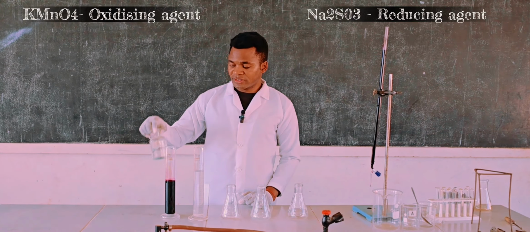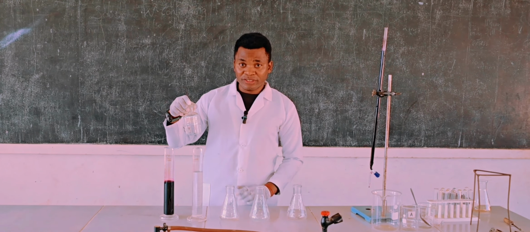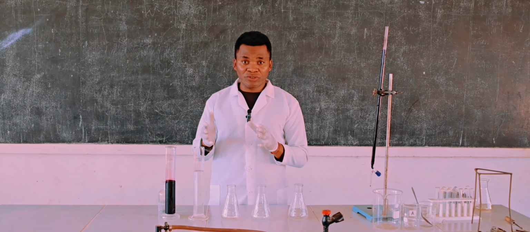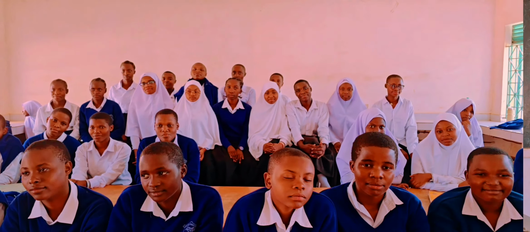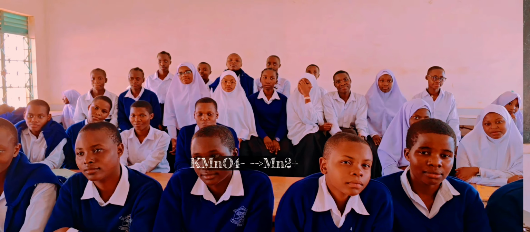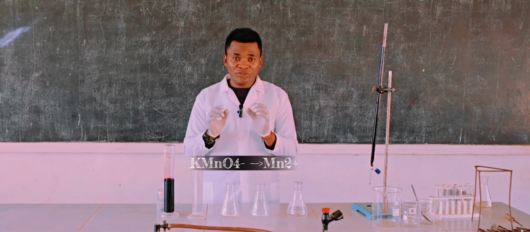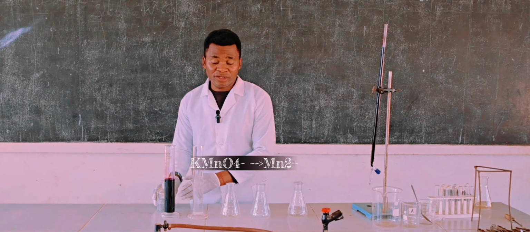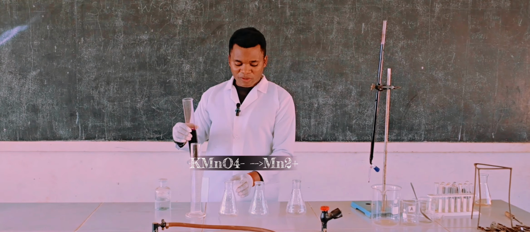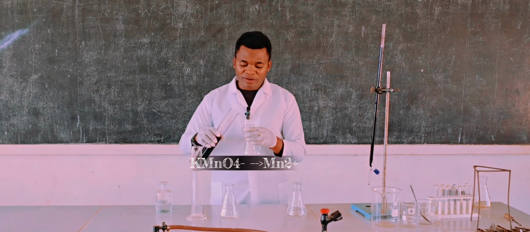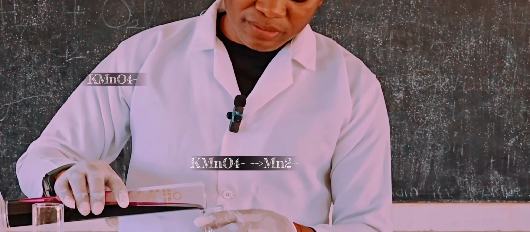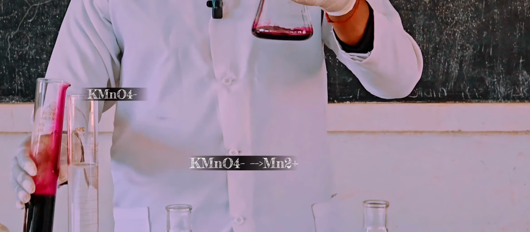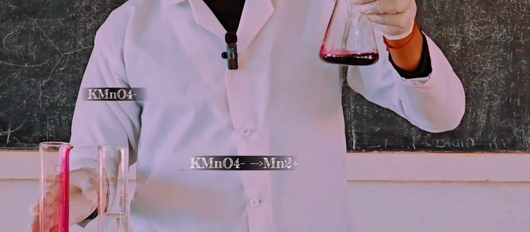I have sulfuric acid here to put the reaction in acidic medium, because I want to show you how I can reduce potassium permanganate into manganese 2 ions. For this reaction to go well, I should always put it in acidic medium. That's why I'm using sulfuric acid. In the first conical flask, I'm going to pour my potassium permanganate as a strong oxidizing agent. It is dark purple in color.